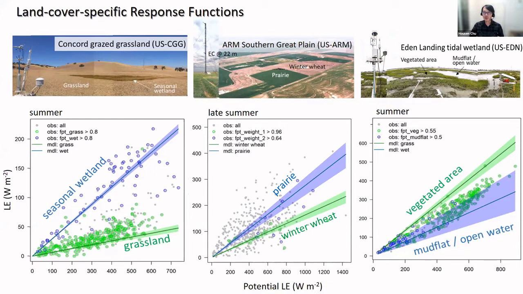The take home here is, I think the method worked, but it depends on the degree of the heterogeneity, right? So you have a very heterogeneous case like Eden Landing. The shaded area is the uncertainty level, and it becomes larger and larger. So we might be able to see a difference, but with a very large uncertainty.